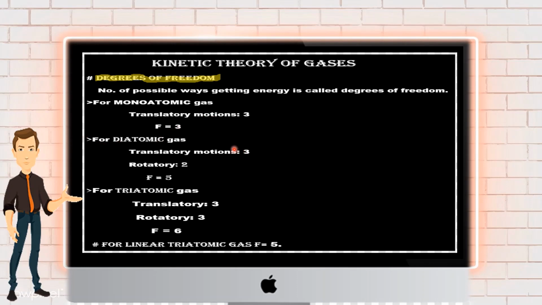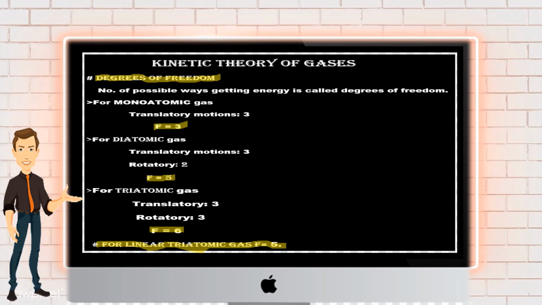For diatomic gas, translatory motions are 3 and rotatory motions are 2. Finally, these contribute to the degrees of freedom being 5. For triatomic gas, the translatory motions are 3, rotatory motions are 3, and together they contribute degrees of freedom as 6. Here there is an exception, make a note. For linear triatomic gas, the degrees of freedom is 5.